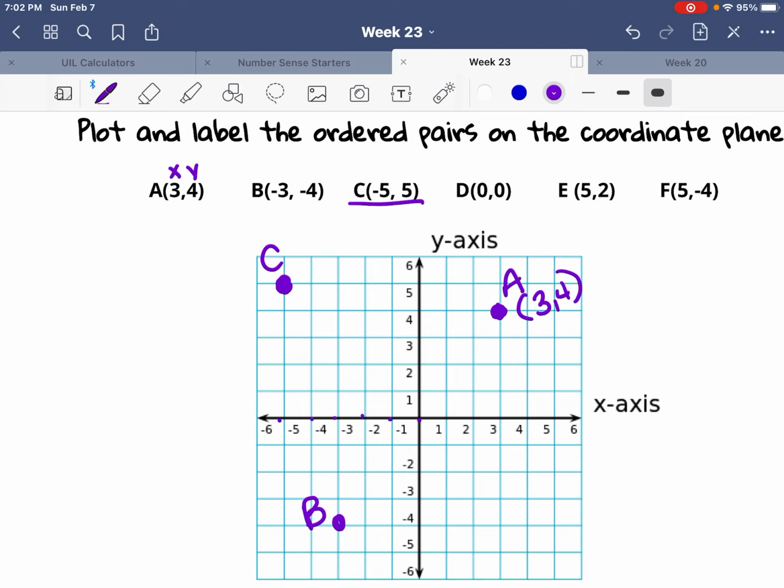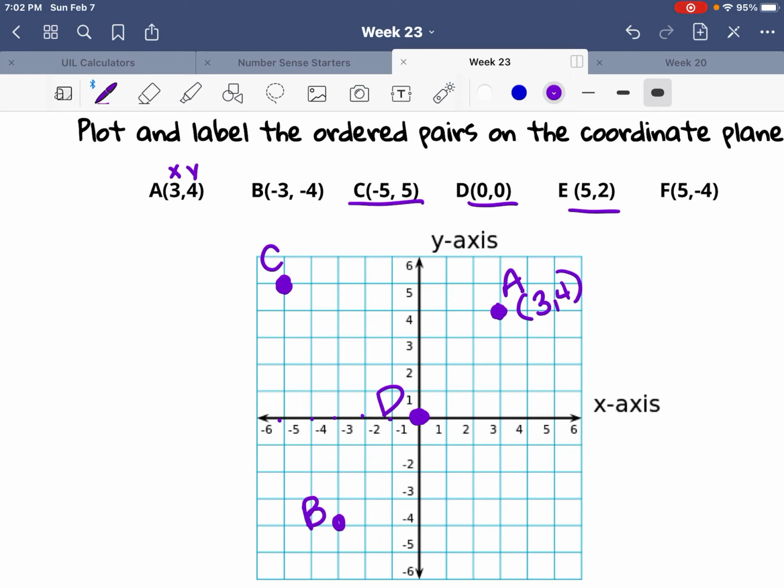Okay? Now we're plotting the origin. The point (0, 0) is at the origin. So we plot that point right here. And of course, we still have to label it. Every time you plot a point, it has to have a label.